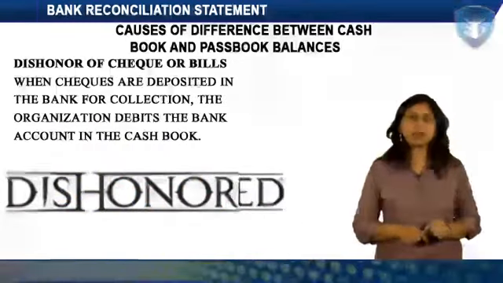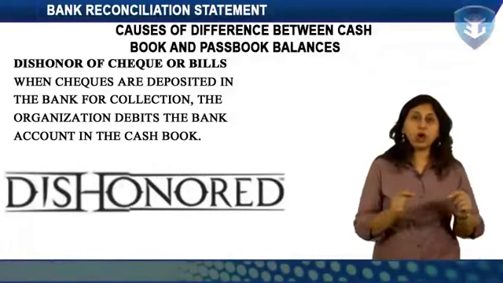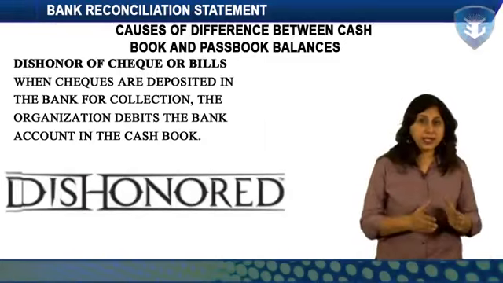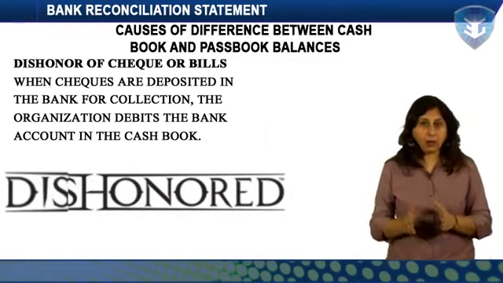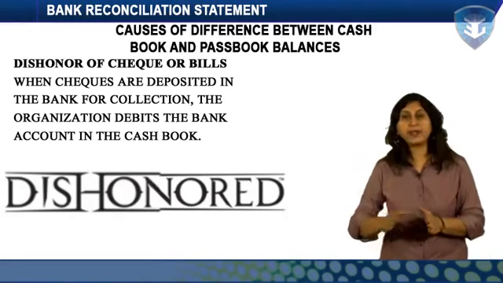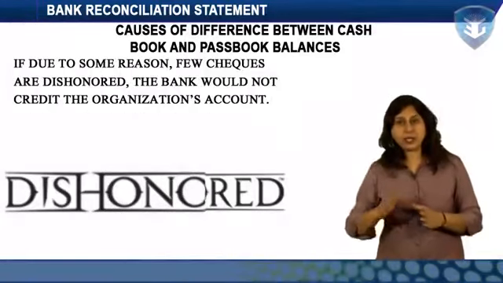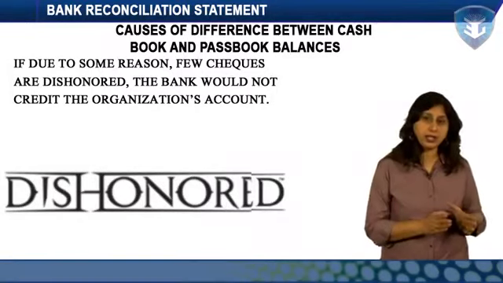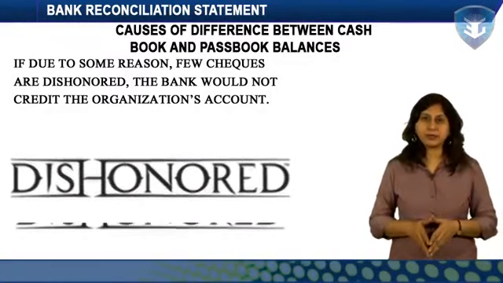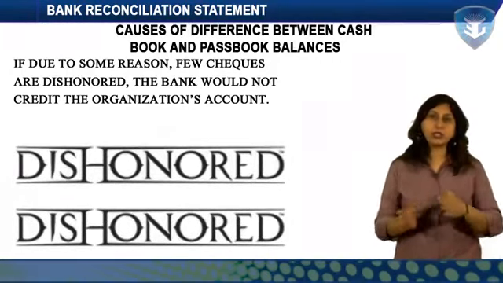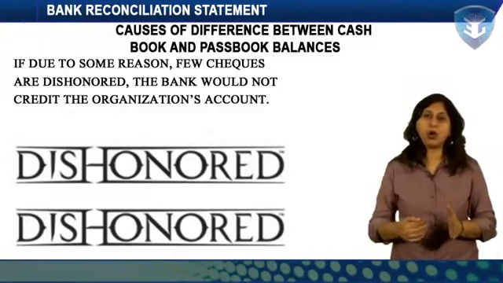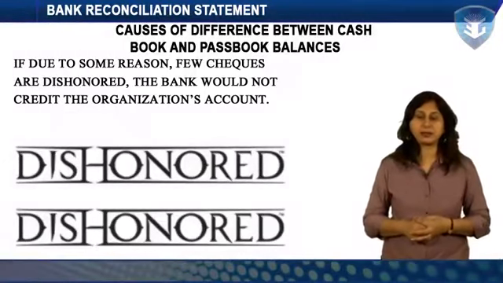Dishonor of check or bills. When checks are deposited in the bank for collection, the organization debits the bank account in the cash book. It increases the balance immediately. However, the bank would credit the proceeds of checks only when they are collected. If due to some reasons few checks are dishonored, the bank would not credit the organization's account. The organization would credit the bank account only on receiving the intimation or the bank statement from the bank.